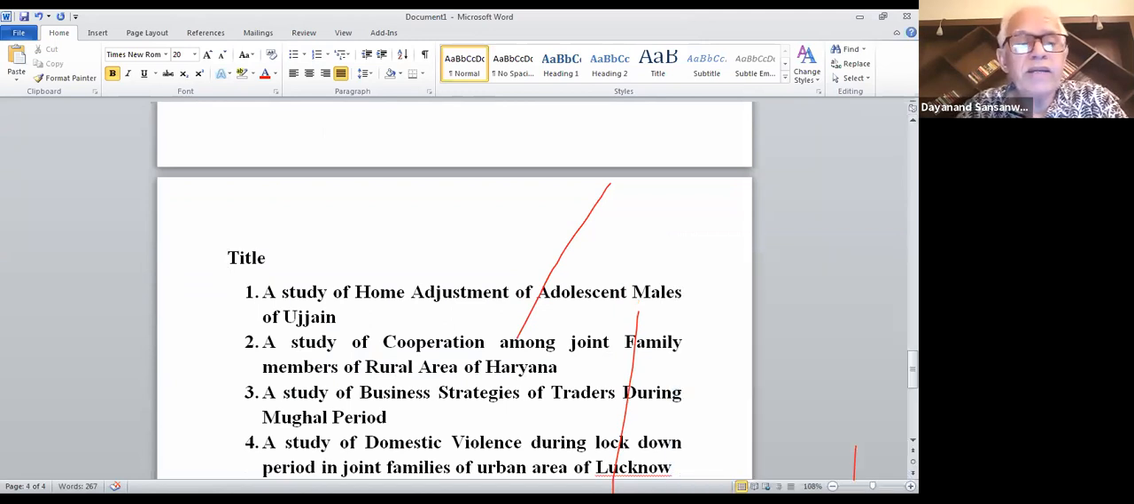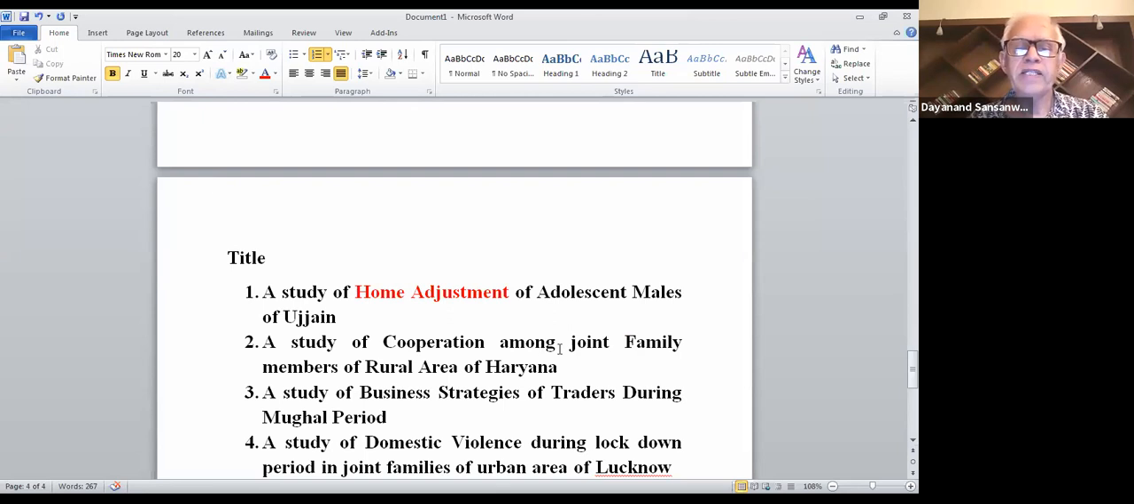Your first one is a study of home adjustment of adolescent males of Ujjain. Here, your variable is home adjustment. So it's a variable and you have the tools for it. Whatever responses you have, you can quantify it. So title number 1 is not appropriate where you want to use the grounded theory. Let us see another one.